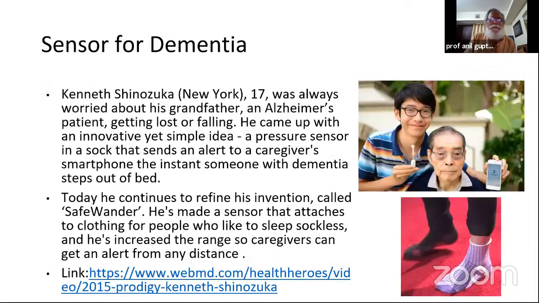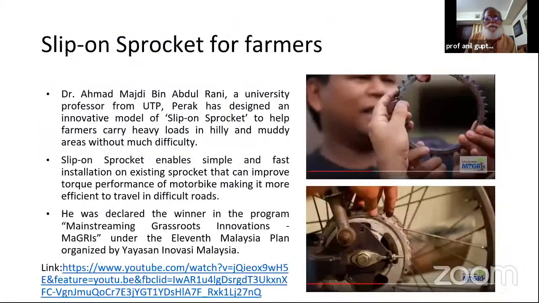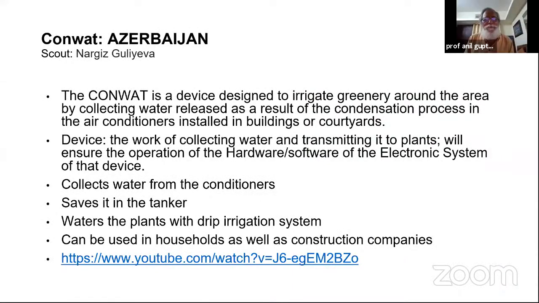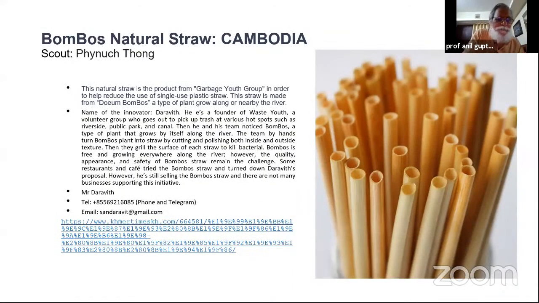And we can stop here. There was a sensor for dementia, which a student had developed. Sprocket for the farmers has been developed to carry heavy load in hilly areas, increase the load. So let me stop here and close.